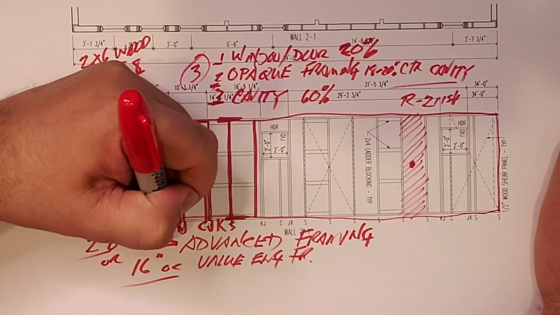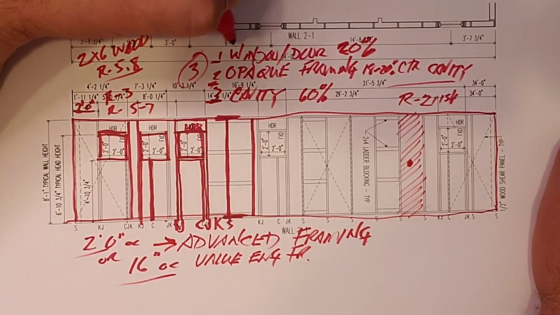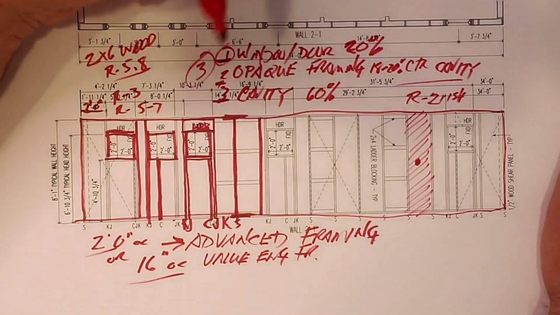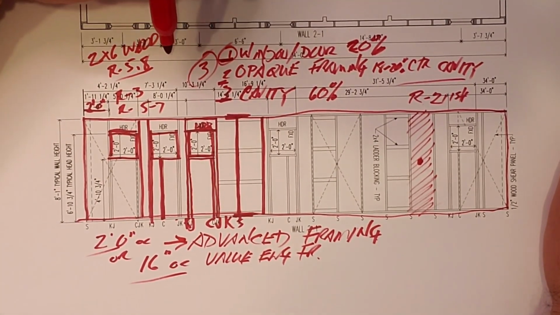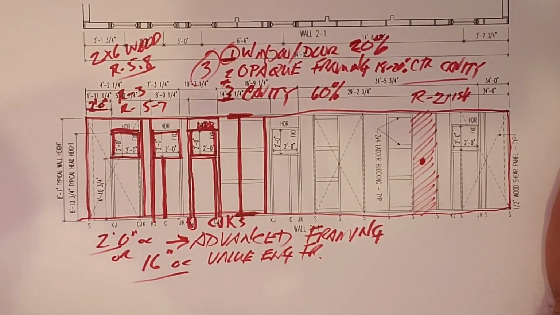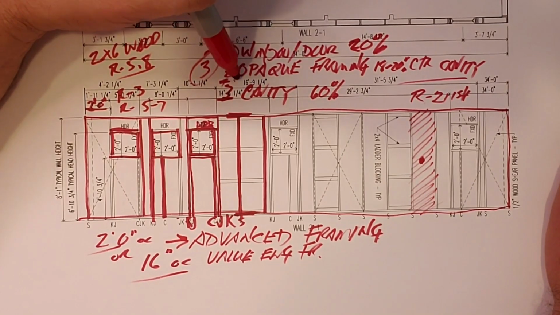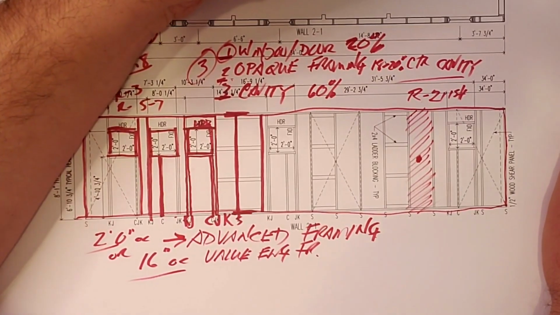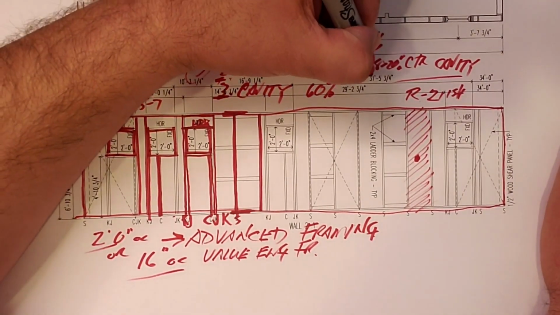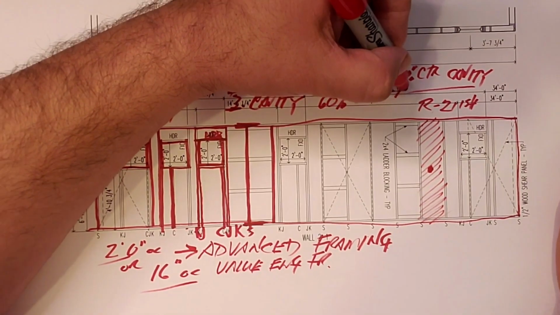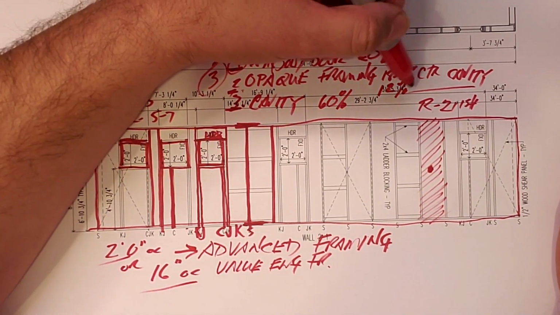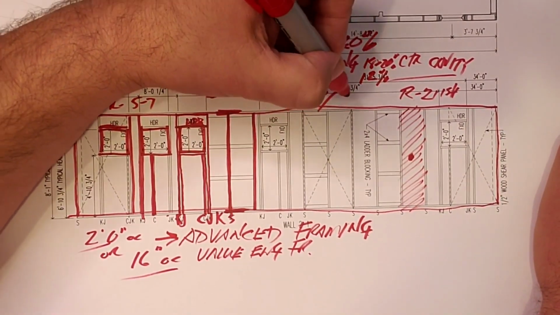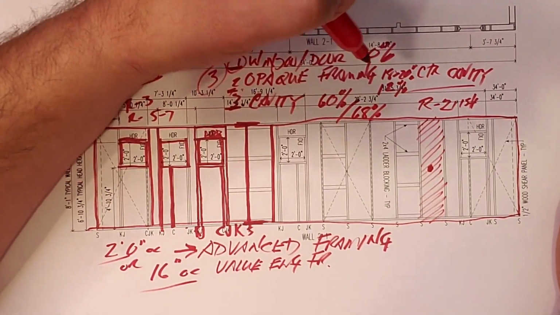But if we move to advanced framing, well, advanced framing doesn't have an effect on the windows and doors, really, because the amount of glass and door in the wall didn't really change because we did advanced framing. But where it does make a difference is this opaque framing versus cavity. So that 18 to 20, when we do advanced framing, it comes down to maybe something like 12%. So that 8% now gets bumped up here, so the cavity now moves to 68%.